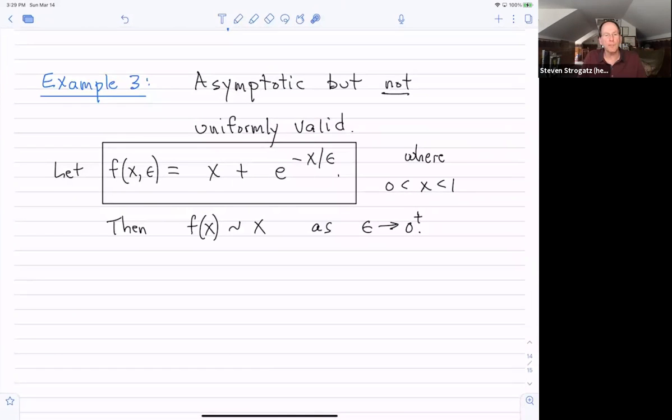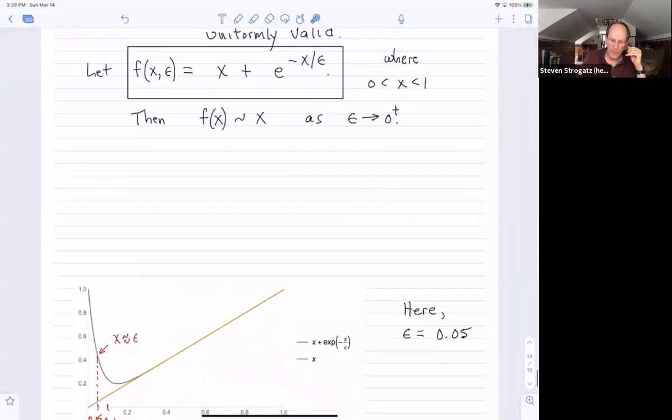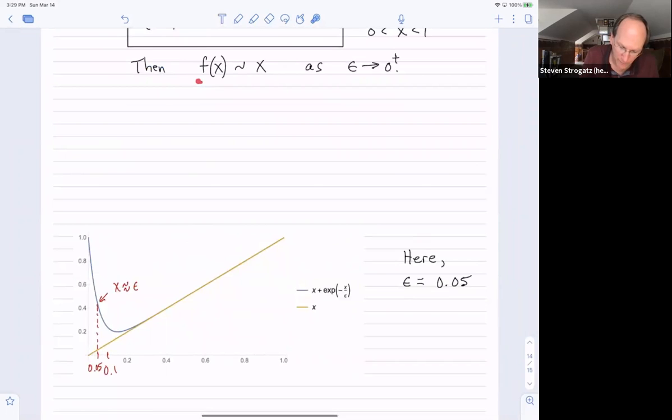So this is the problem. You can see that close to x equals 0, something is breaking down. And that's what I meant about there being bad x's. This problem, although we have an asymptotic approximation, we don't have a uniformly valid one. We're getting a breakdown near the left end of the interval. And so that's the issue.